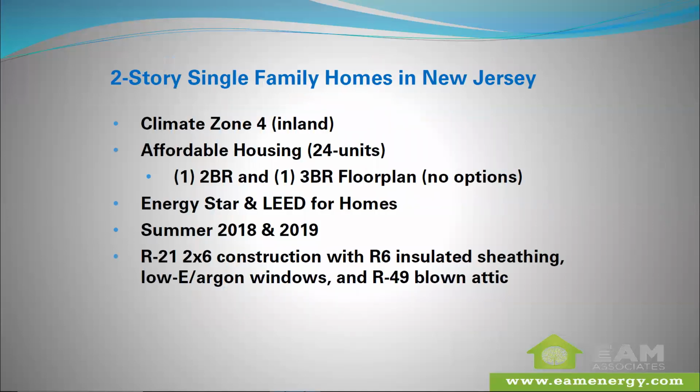So these were some 2-story single family homes in New Jersey, again climate zone 4, although quite a bit further inland for this project. This was affordable housing. There was a 2-bedroom version of the house and a 3-bedroom, no options. So very straightforward homes, not overly large either, about a 1,500 square foot home or so.